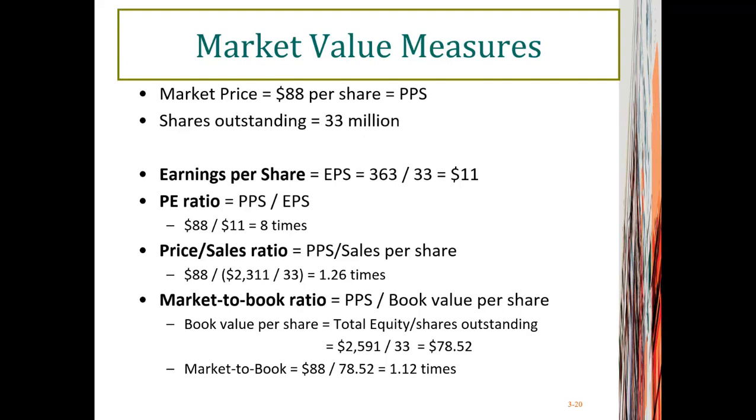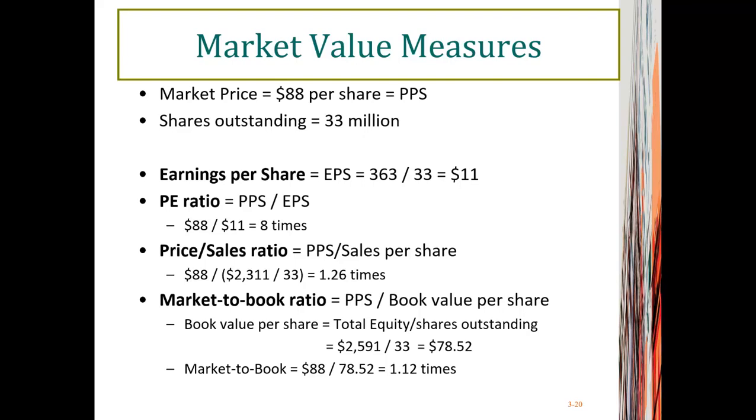And the PS ratio equals stock price divided by sales per share. So here you see 2311 divided by 32. What is that? That is sales per share. So we do the calculation on a per share basis. Essentially, it's price divided by total sales per share, and it equals 1.26. Is that good or not? Well, you have to do comparison.